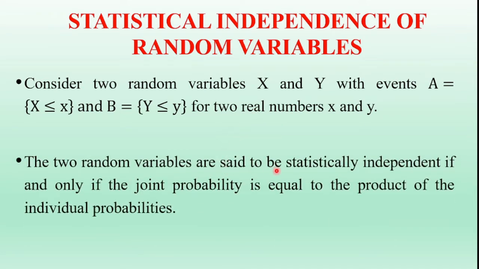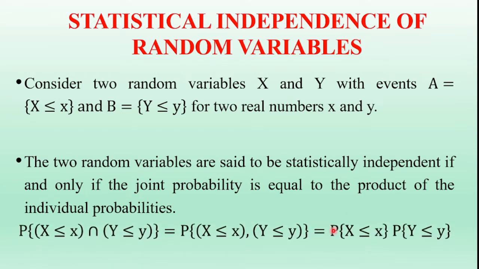The two random variables are said to be statistically independent if and only if the joint probability is equal to the product of the individual probabilities. That is, the probability of X less than or equal to x intersection Y less than or equal to y. Some textbooks also write this term as the probability of X less than or equal to x comma Y less than or equal to y. For statistically independent variables, this is equal to the probability of X less than or equal to x times the probability of Y less than or equal to y. Then the two random variables X and Y are said to be statistically independent random variables.